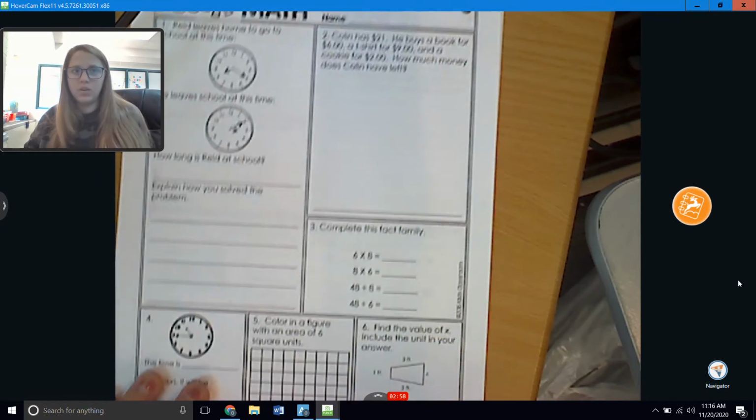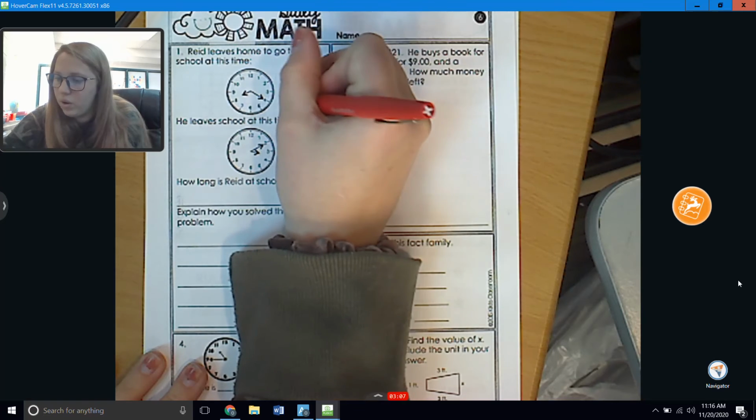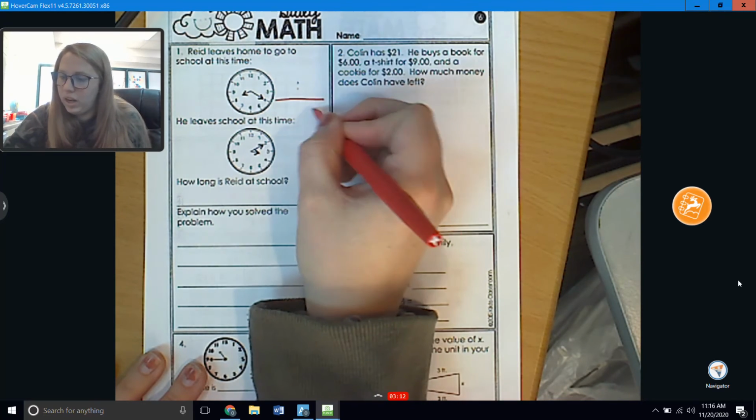On page 6, you have some more clocks. Number 1, Reed leaves home to go to school at this time. So you need to figure out what time this is. And you will write it right here.